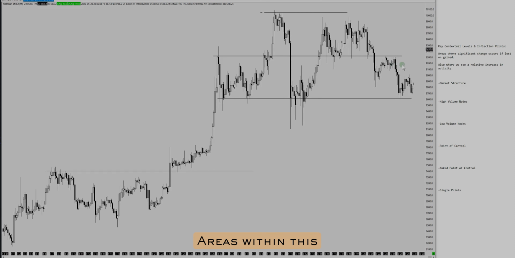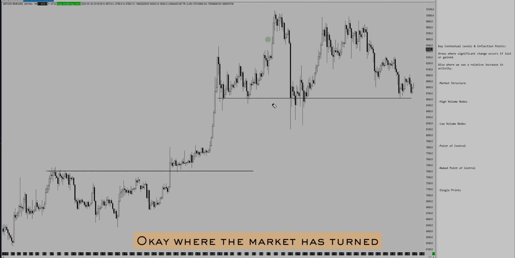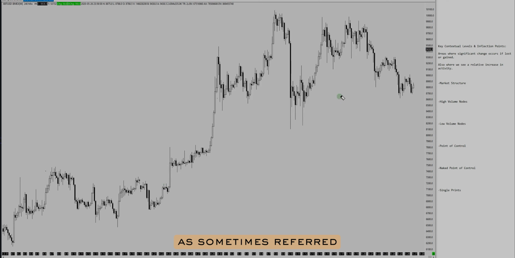There are clearly areas within higher time frame structure that represent smaller versions of, again, these key contextual levels and inflection points as well. The midpoint of a range, your microstructure, how you define the shape of this. Okay, where the market has turned multiple times, where we see, as sometimes referred to, price interacting with areas where price has previously interacted. So in the future, it interacts where it has interacted in the past. That's the most common type, that is market structure.